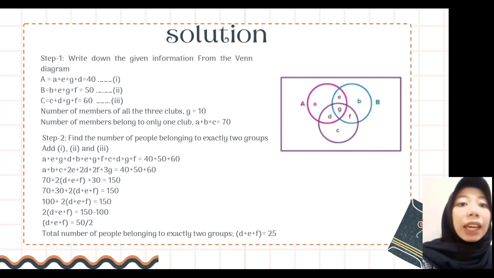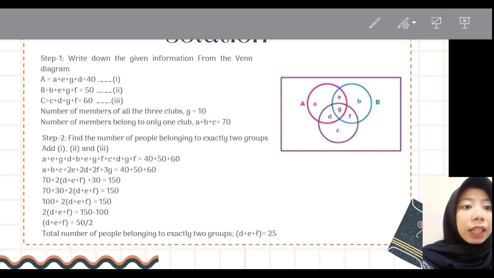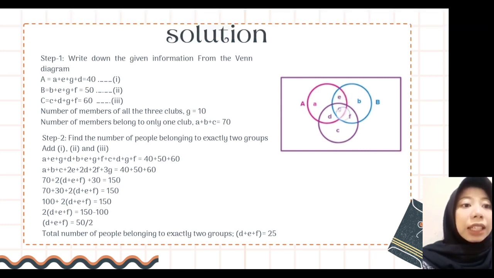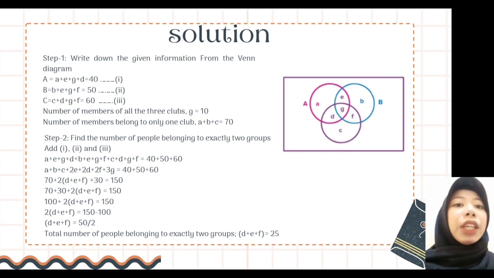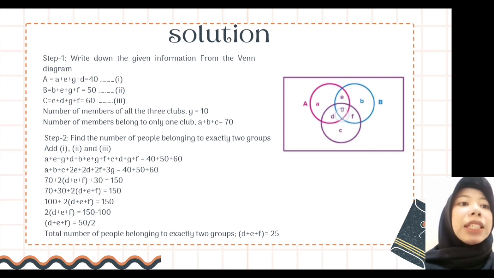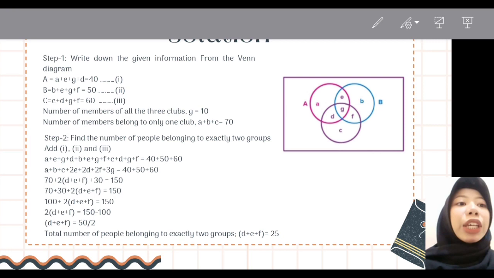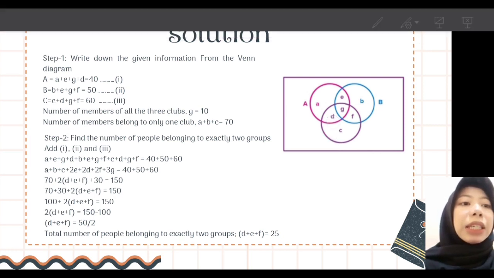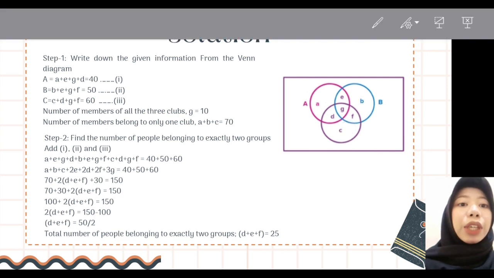we have A equal A plus E plus G plus D equals 14, and B equal B plus E plus G plus F equal 15. And C equal C plus D plus G plus F equal 16.